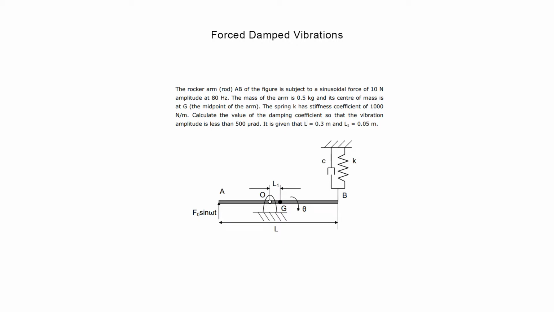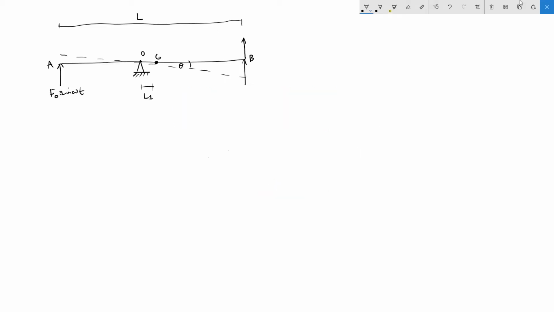Now we're going to look at an example of a forced damped vibration question. In this question we're looking at a rocker arm of length AB. We're given a number of known values and we're asked to work out the value of C, or the damping coefficient. I've started out this question by drawing a free-body diagram, which you can see here.